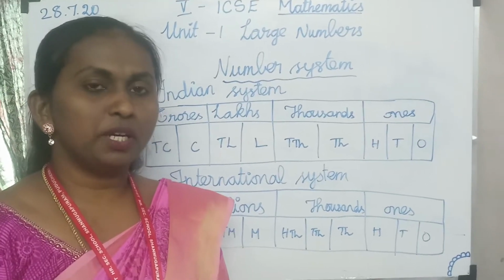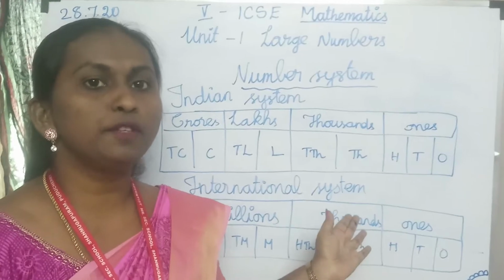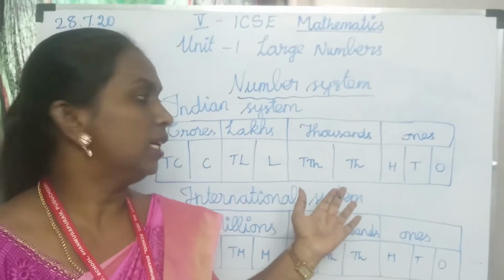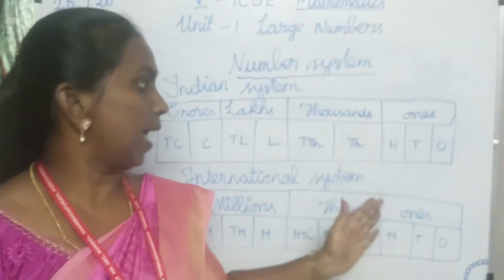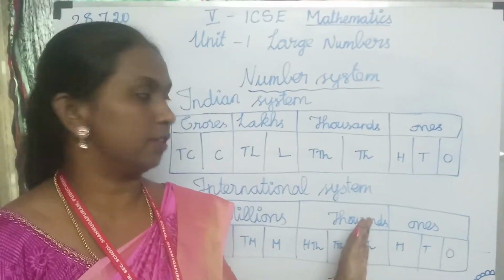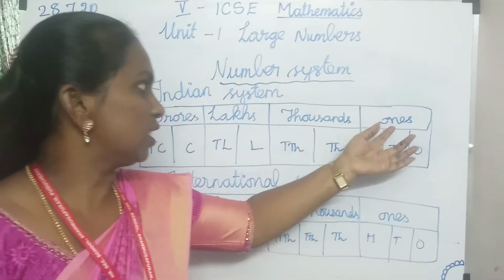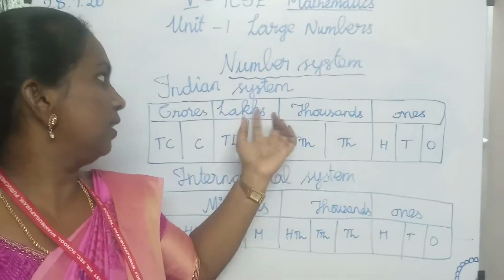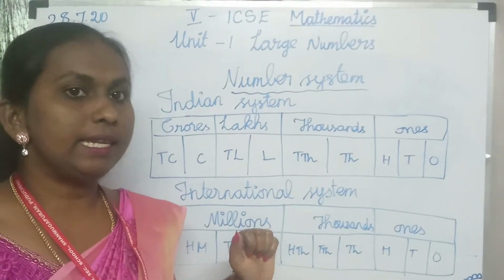So children, when we are going to compare the Indian system and the international system, we should know the place values. First, recall the Indian system of place value numbers and the international system. Let me say that place value: ones, thousands, lakh and the crore. We used to say that in the Indian system.